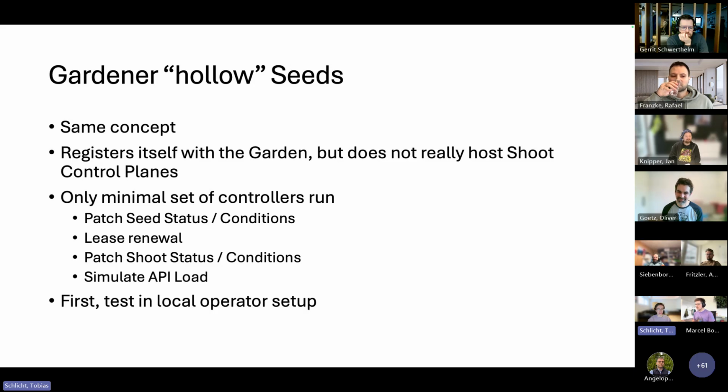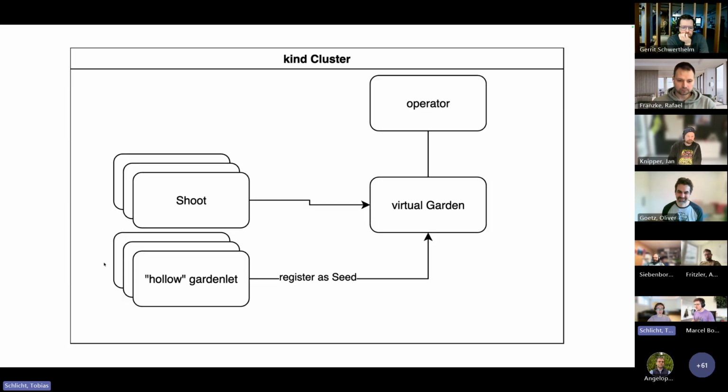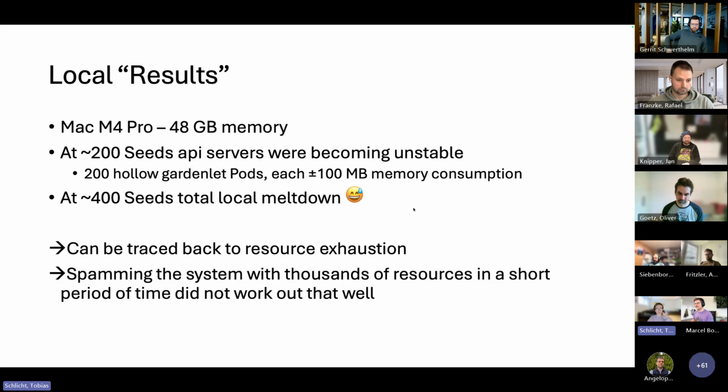As a first test, we took the local operator setup and put all of the hollow gardenlets in there, registered with the virtual garden that is also running in this cluster. We tested at first only registering seeds. On an M4 with 48 gigs of memory, we saw that at around 200 seeds, the API servers and all of the control plane components of the garden were becoming unstable.